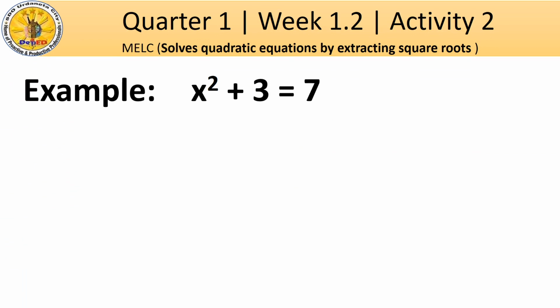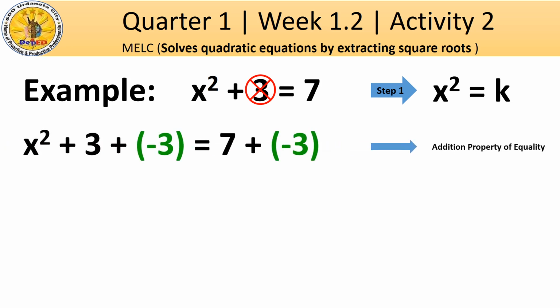Example 1. Solve the quadratic equation x squared plus 3 equal to 7. Step 1. Transform the equation into x squared equal to k by applying some properties of equality. Remember, we need to isolate the unit that is perfect square on one side of the equation. Ibig sabihin, kailangan nating tanggalin si 3 dito sa side na ito ng equation upang nag-iisa na lang maiiwan si x squared. And to do that, we need to apply the addition property of equality.